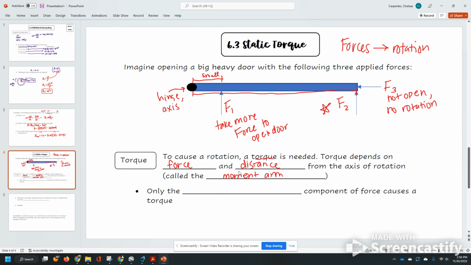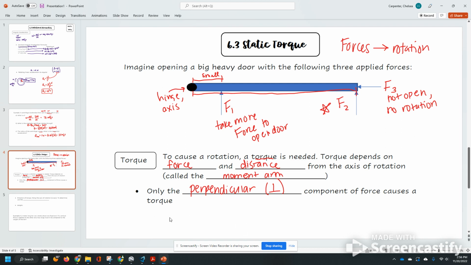But as we saw out here, force 3, which is the same distance away, does not open the door. So only the perpendicular component of force can cause a torque. Force 3 up here is parallel to the moment arm. Force 2 is perpendicular, so it's going to be a lot more effective in opening the door.